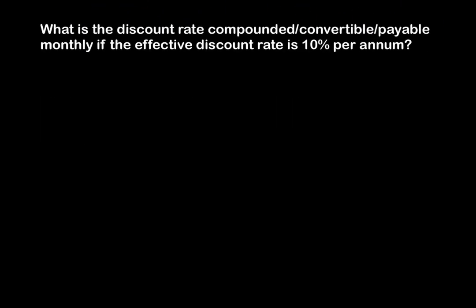All right, so let's move on to a few examples. So this first example is a conversion example. So what is the discount rate, convertible, compounded, or payable monthly, if the effective discount rate is 10% per annum? Okay, so let's write out our initial formula. So we have 1 minus d is equal to (1 minus d^(p) over p) to the power of p.